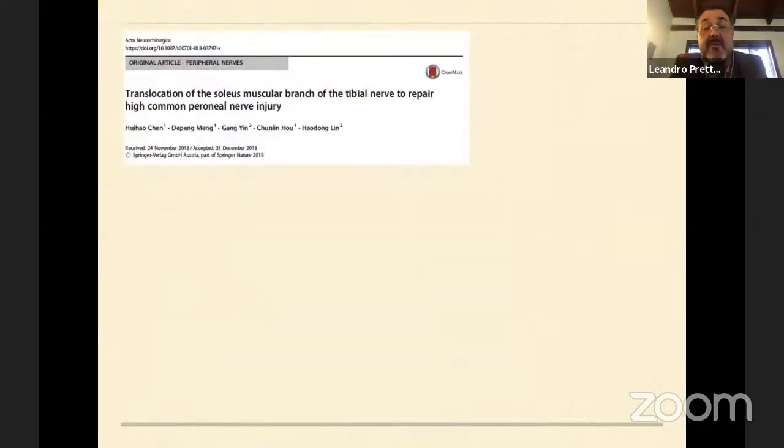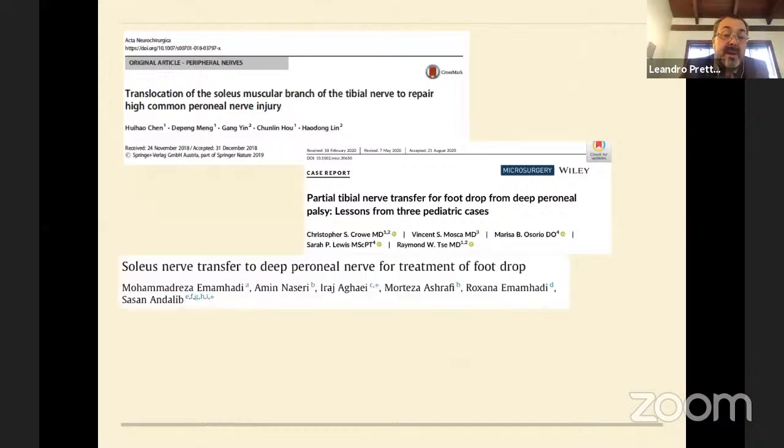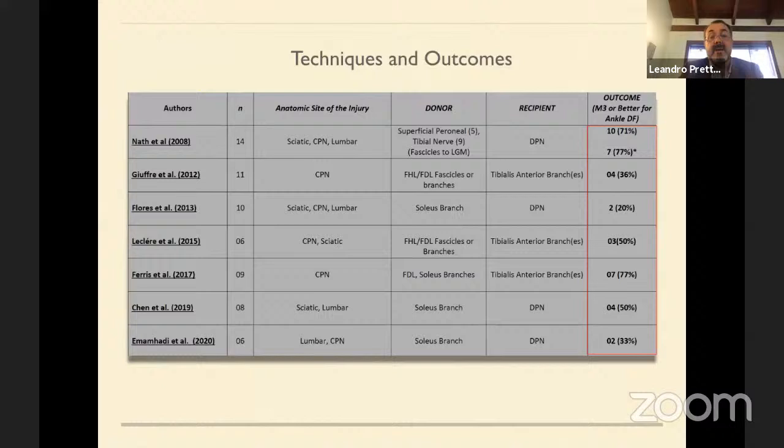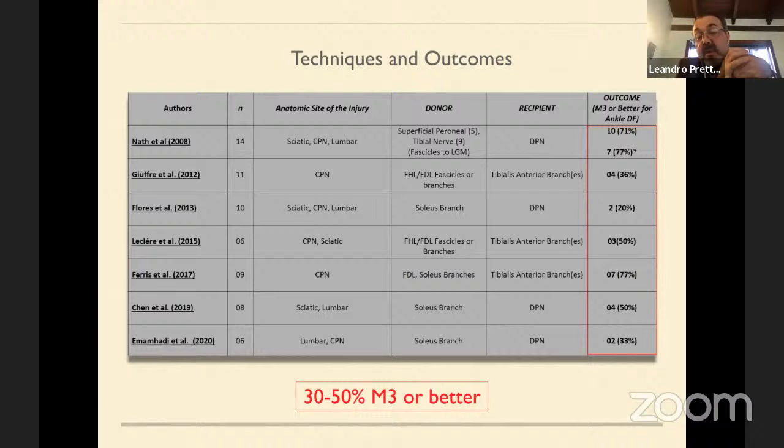But since 2019, we have seen in the literature an increased interest in this technique. We have found papers from China, from Australia, Iran, again from Australia, and these new papers bring some novelties about the outcomes that we can expect. I prefer to show you the outcomes in this table, which is a little different from the meta-analysis. We included some of the classical papers and the novel ones, and regardless of the kind of donor or recipient, usually we can find 30 to 50% of recovery as M3 or better for ankle dorsiflexion.